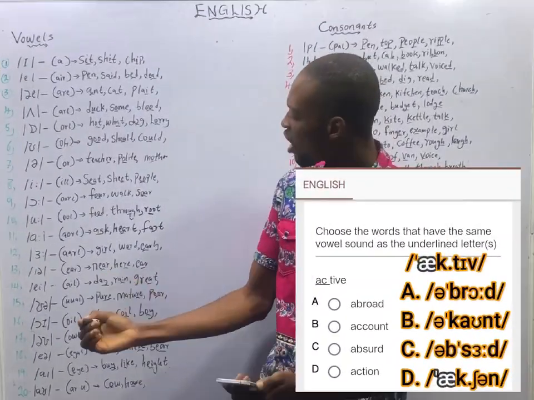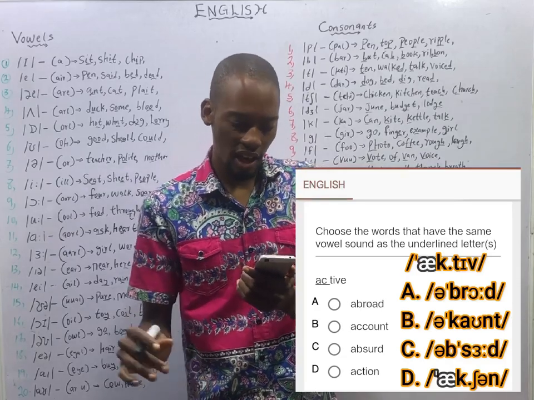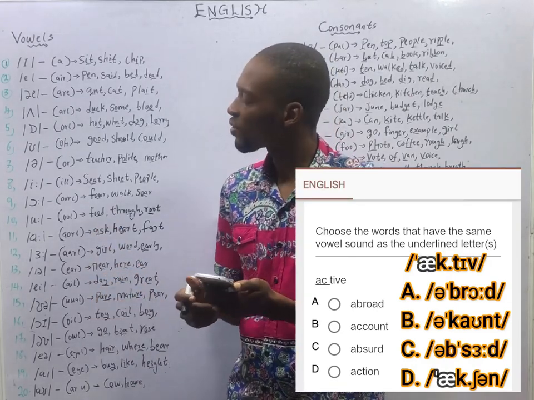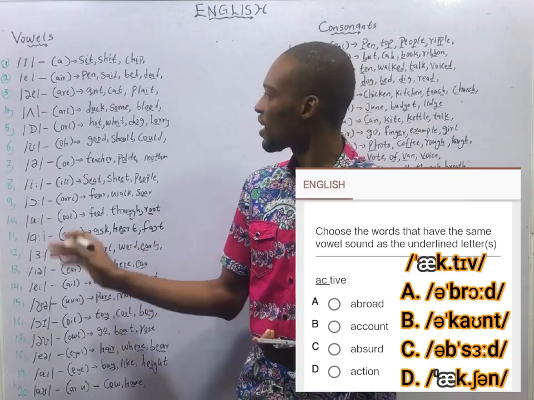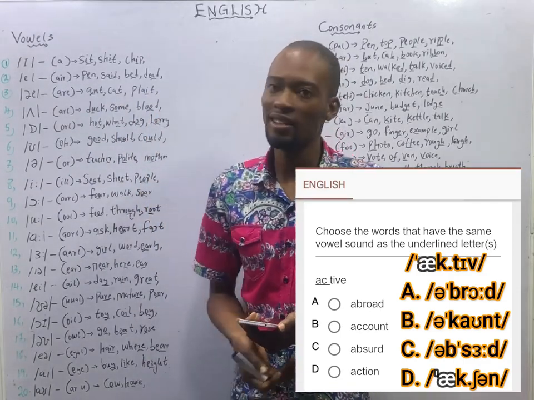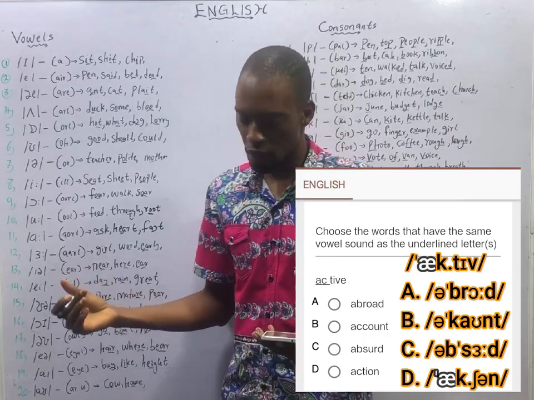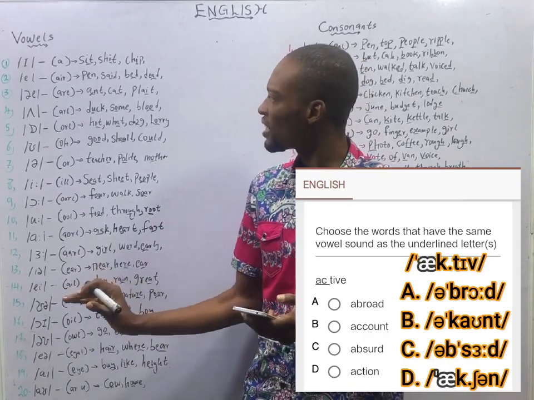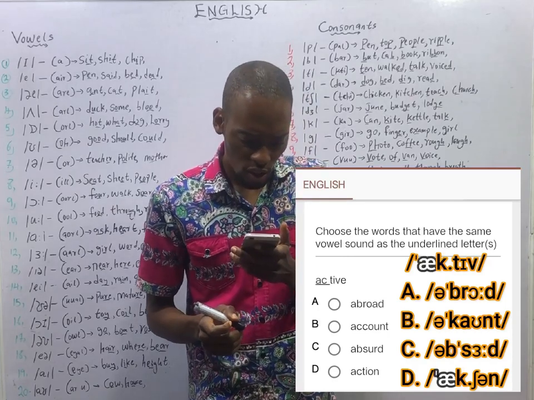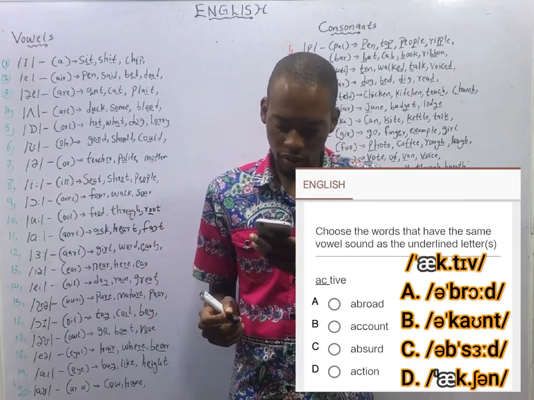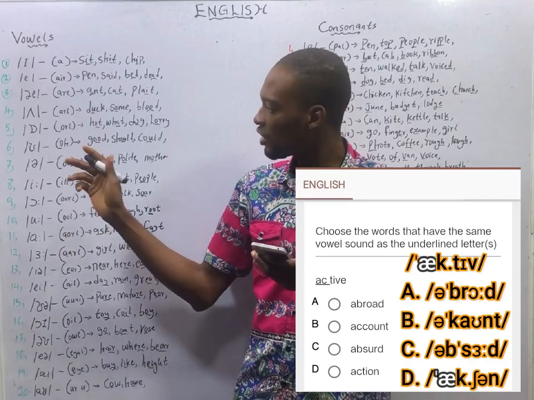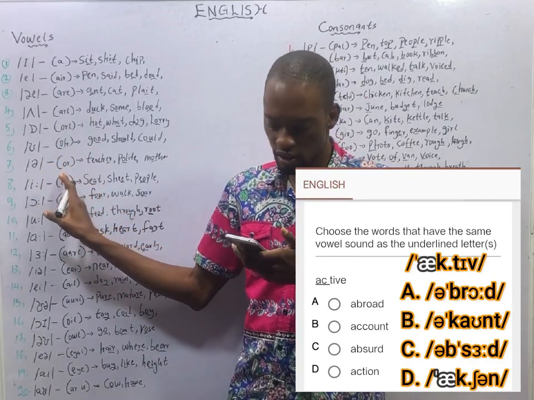Focus. What is the sound produced by A-C in active? It is simply the a sound. Obviously, active possesses the a sound, as in ant, cat, and plat. This is plat and not plate. So take note of that. If active possesses the a sound, which other option has the a sound? Option A, we are given abroad. Option A is not the a sound. It is the o sound.